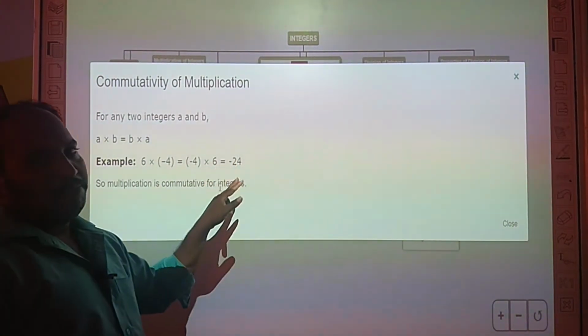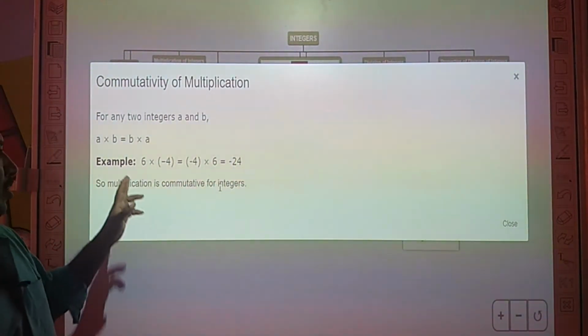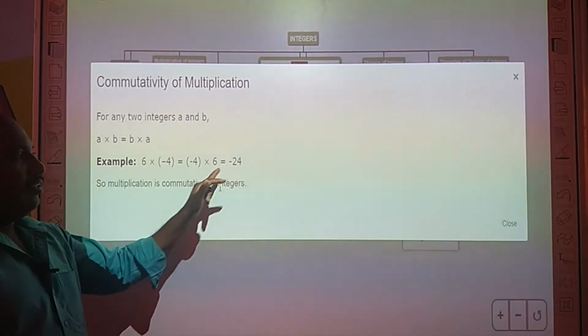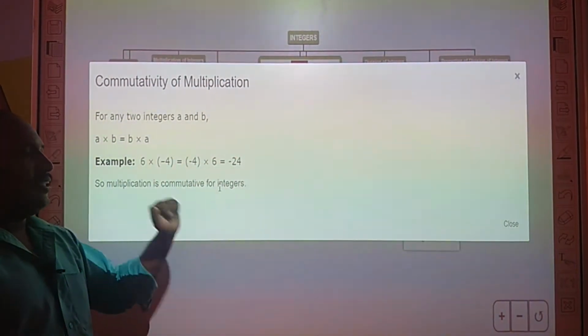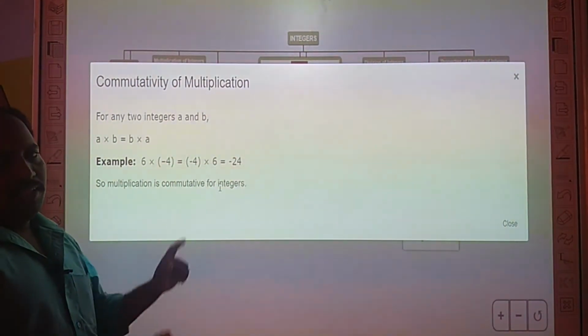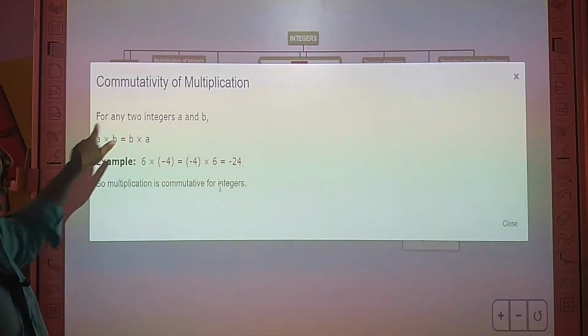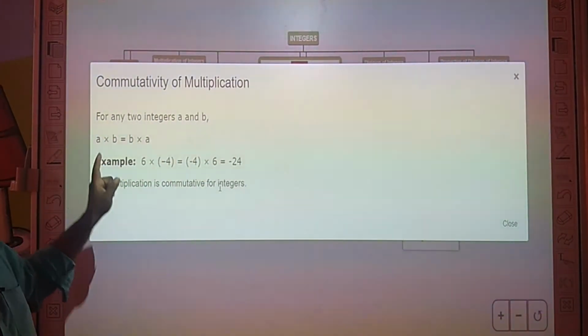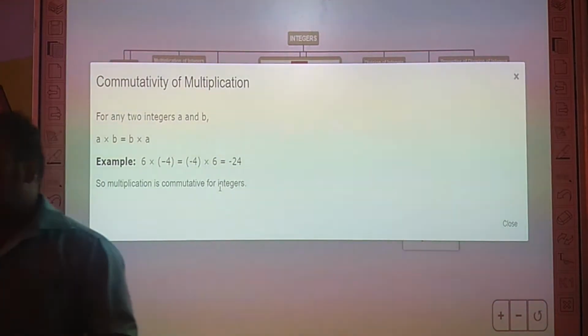The value is the same. 4 sixes are 24. Plus into minus, so minus. Minus into plus, minus. The value is minus 24. That is the commutative property. a into b is equal to b into a.